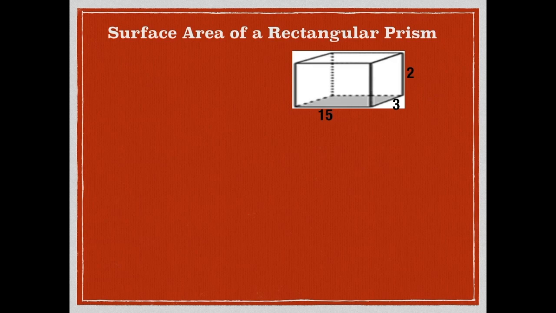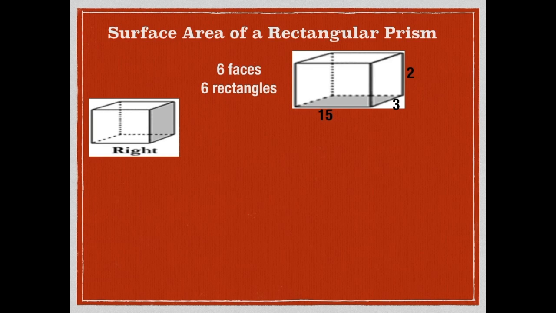For the surface area of a rectangular prism, we use the area of a rectangle. We have 6 faces. That means we have 6 rectangles. We calculate the area of each face. The area of the right face, as you can see here, with dimensions 2 and 3, length 3, width 2. Multiply them to get the area of this rectangle, 6 units square. That's the area of this right face.